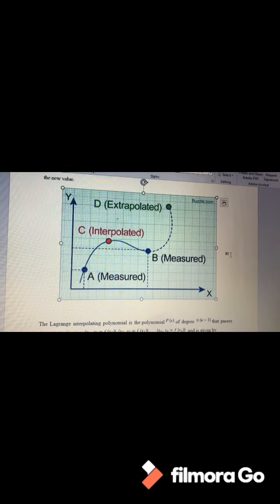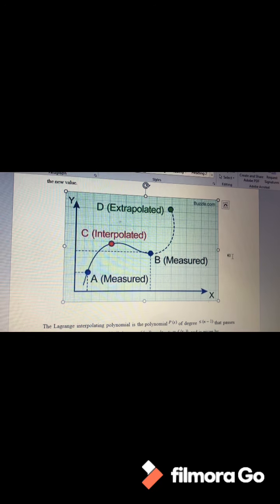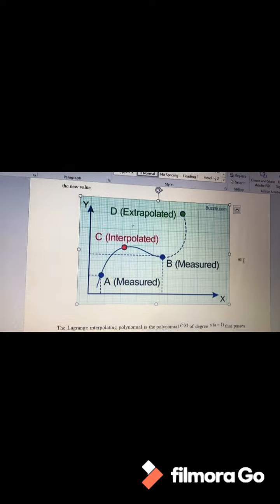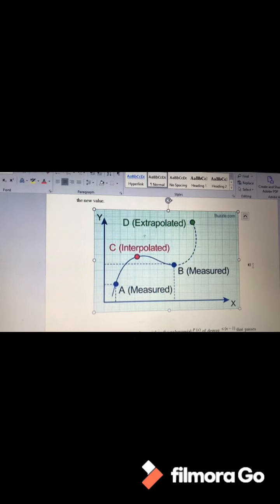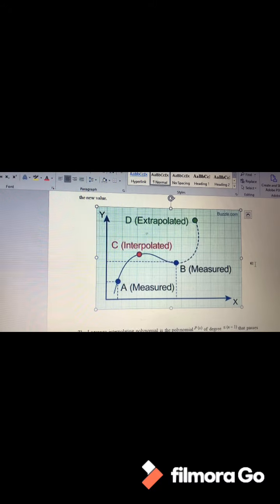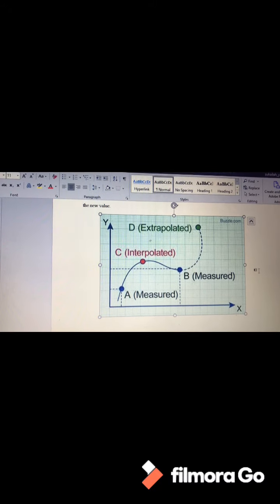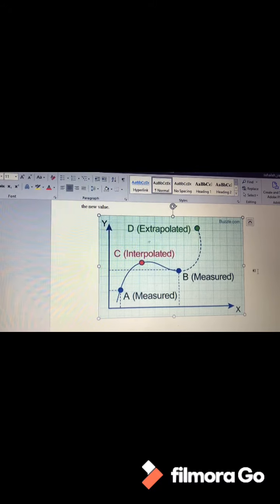This is a graph about the Lagrange polynomial. A is a measure. A and B are measures. C is interpolated, where it is a data point between the two, A and B.